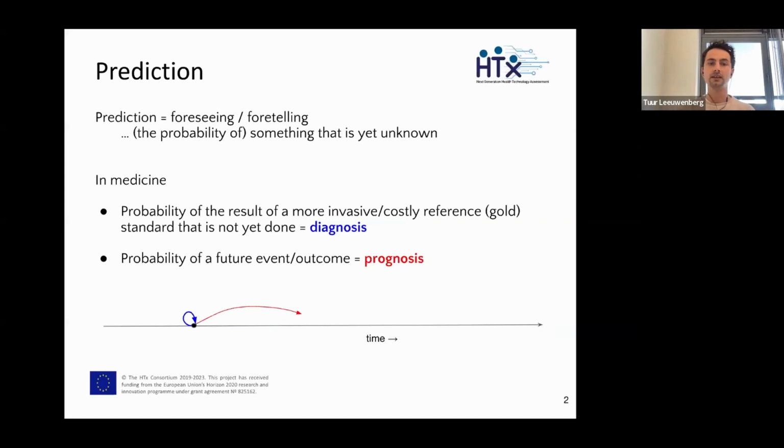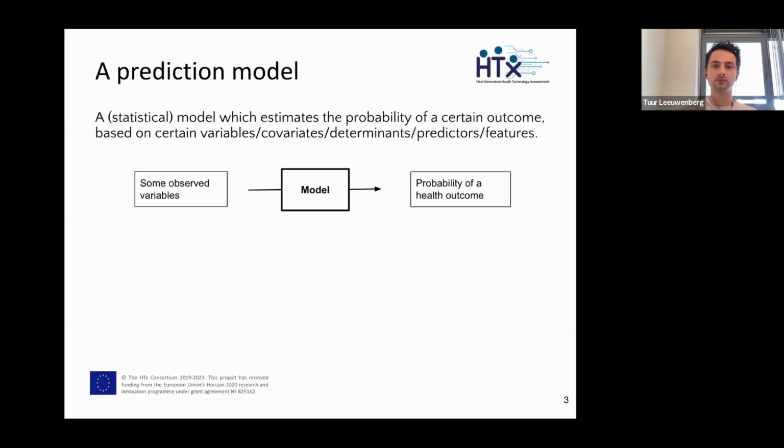And the second kind of use is prognosis. Then the aim of these models is to predict an event in the future. So for example, risk of cardiovascular events like a heart attack. And to do these predictions accurately, many prediction models are developed.